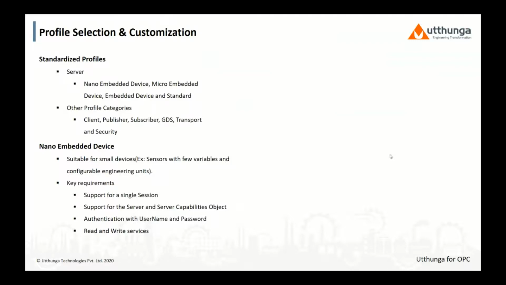So with respect to nano, that is the smallest and bare minimum kind of profile. So in addition to core server facet, there are a few other things to support. Suitable for very small devices, key requirements are at least a single session should be there, and then the server object capabilities object should be there, where the maximum packet sizes and number of connections and other things are published by the server. Authentication with username and password became a requirement recently, and basic read and write services should be there.